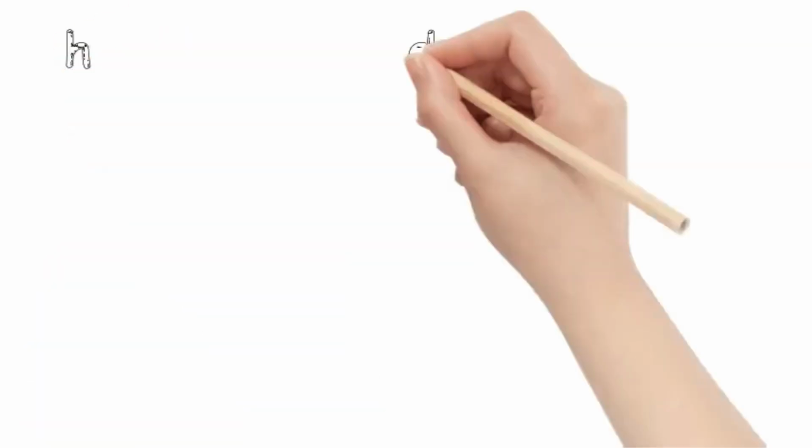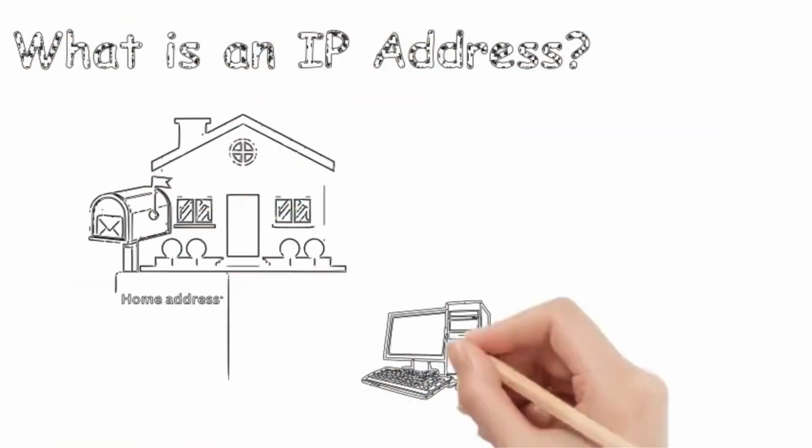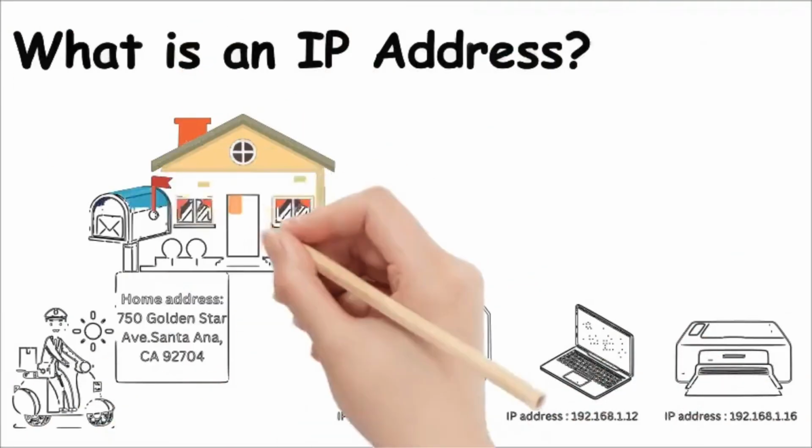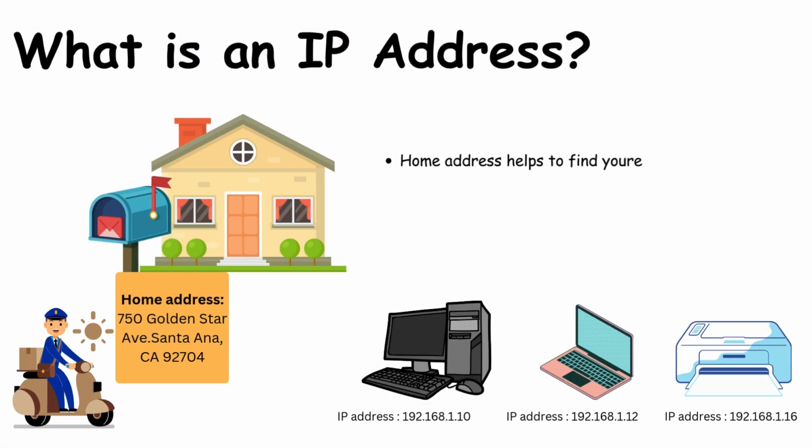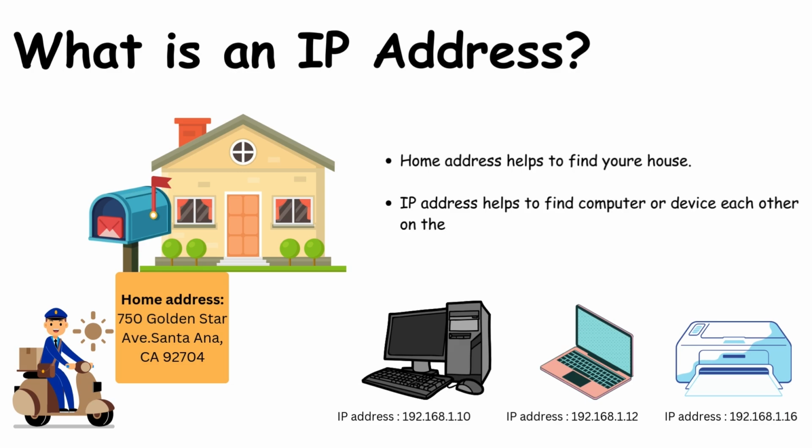First, let's talk about what an IP address is. An IP address is like the address of your house. The house address helps others find your house, and similarly, an IP address helps devices find each other on the internet or within a local network.